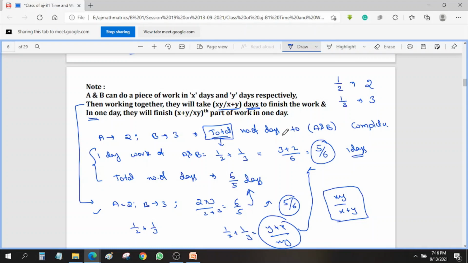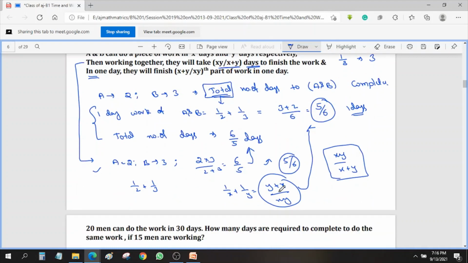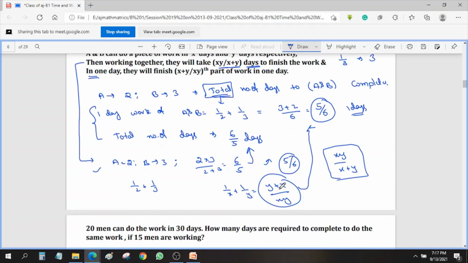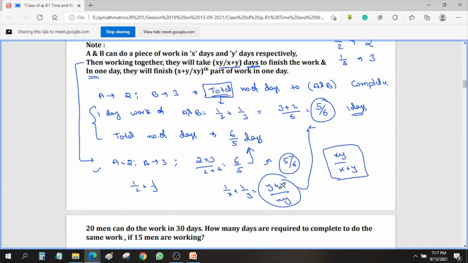Okay. So just do remember these points. If you remember the formula, then it will be fine. If you didn't remember the formula also, it will be okay. You can go with a traditional method like finding one day's work. You can also go in that way.